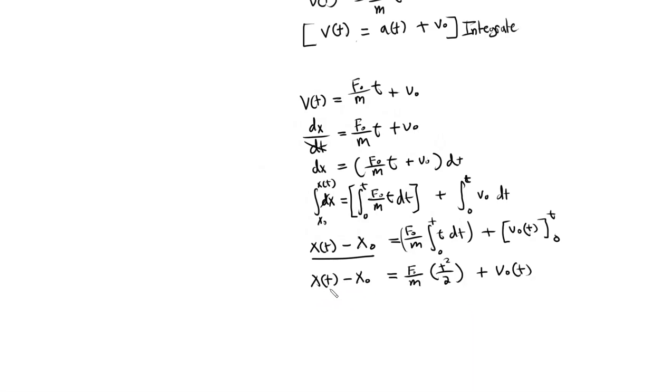And over here, the only thing we have to do to get the total position is just move this to the right hand side, and we'll get F over 2m times t squared plus the initial velocity times t plus the initial position, and we're done.